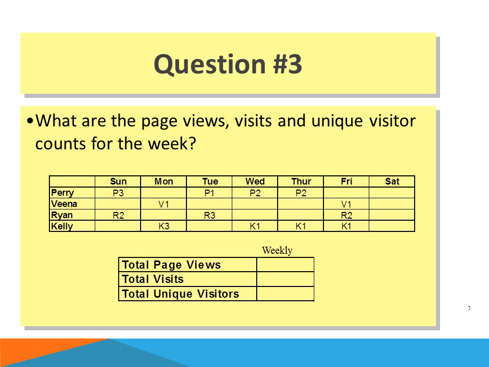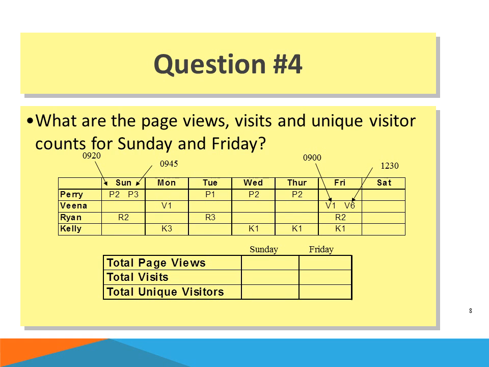How many visits? So again, we have Perry for that week. Perry is 1, 2, 3, 4. Vina is 2. Ryan is 3. Kelly is 1, 2, 3, 4. So we have 8, 9, 10, 11, 12, 13 is total visits. And then total unique visitors, it's just 4. Perry, Vina, Ryan, and Kelly for the week. Let's do it again. Let's take a look at just Sunday and Friday.